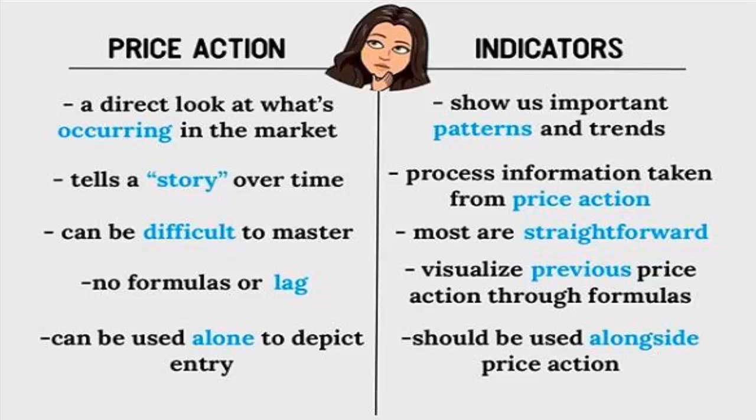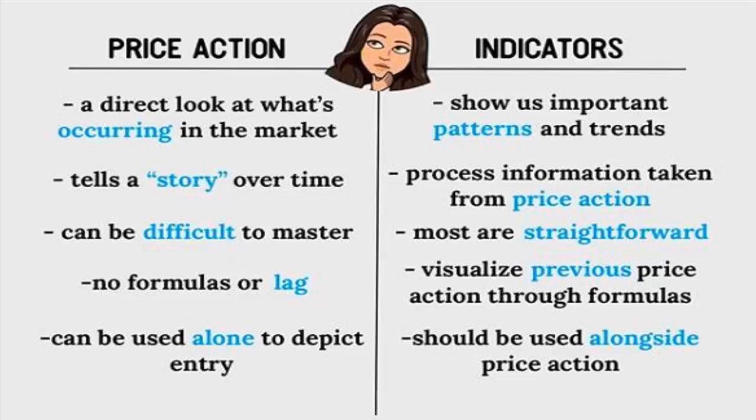Indicator-based trading can be more complex as it involves using multiple indicators with different settings and parameters. Traders need to understand how each indicator works, interpret the signals generated, and determine how they align with other indicators or market conditions. This complexity can sometimes lead to confusion or conflicting signals.